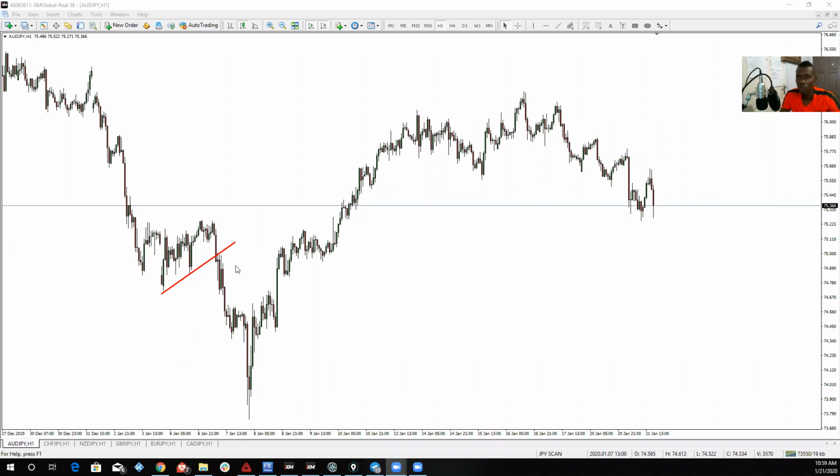I'm Tevan Morgan, coins trader for all who don't know, and I trade financial instruments. Right. This is Aussie Yen, one of my favorite assets that I would like to trade.